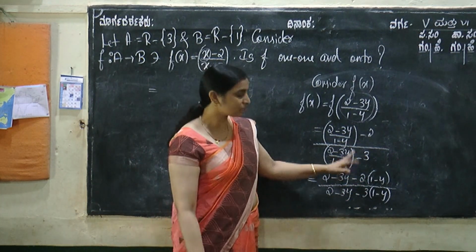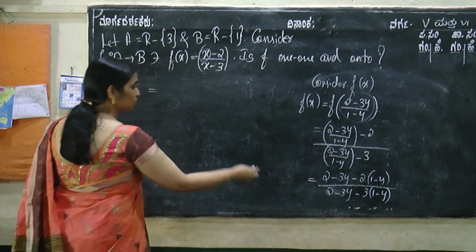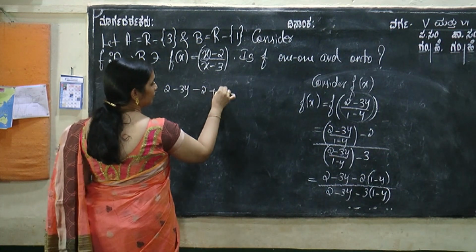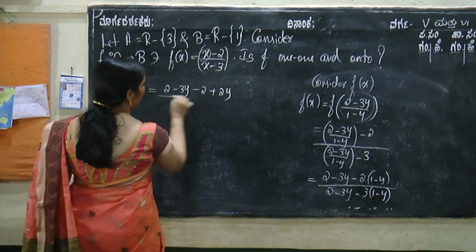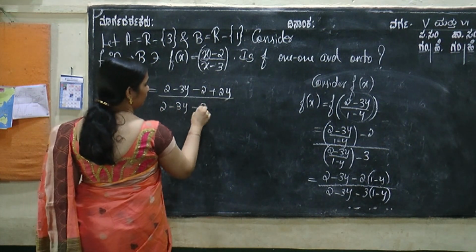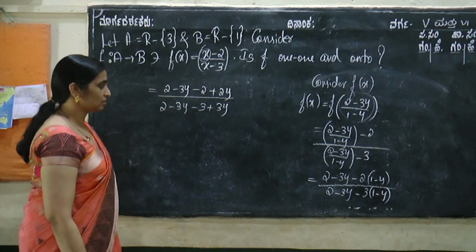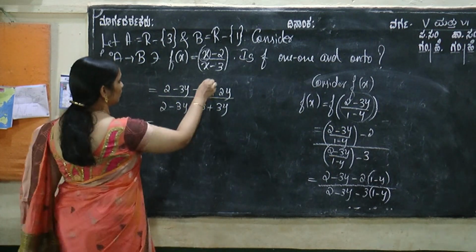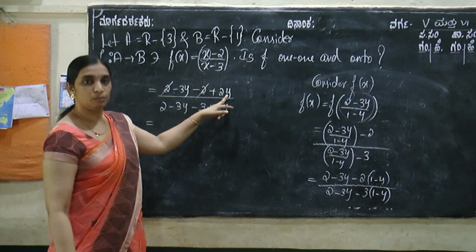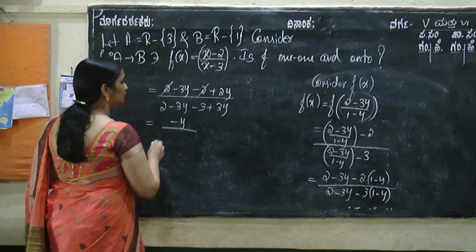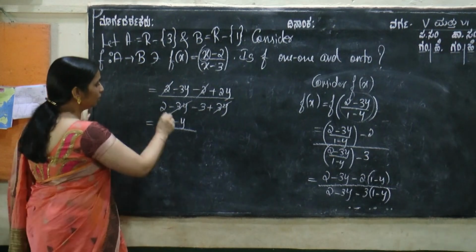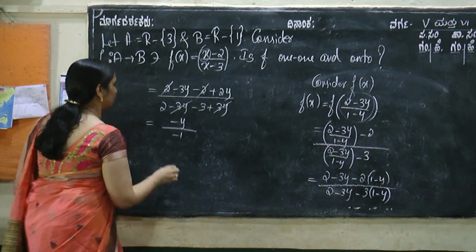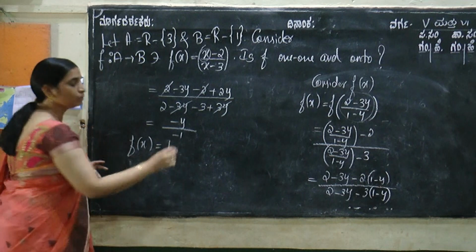This is the simplified version. I have skipped one next step here. So it is 2 minus 3y, term by term multiplication, minus 2 times minus, plus 2y, divided by 2 minus 3y minus 3 times minus, becomes plus 3y. Right? Now, what we do? 2 minus 2 gets cancelled. Minus 3y plus 2y is minus y. In the denominator minus 3y plus 3y gets cancelled. 2 minus 3. 3 is having negative sign and 2 is having positive sign. It is minus 1. That is f of x is equal to y, in reality.